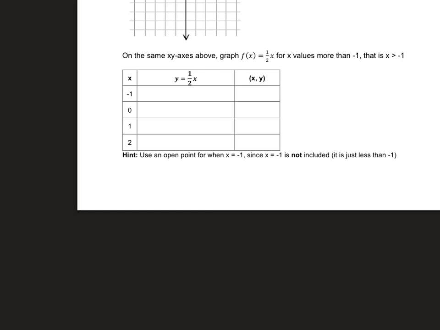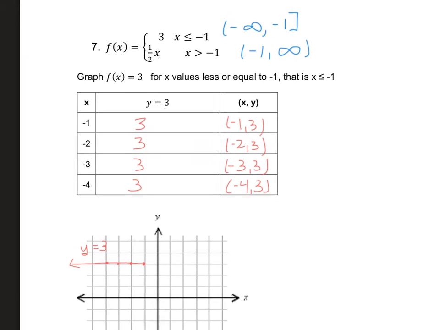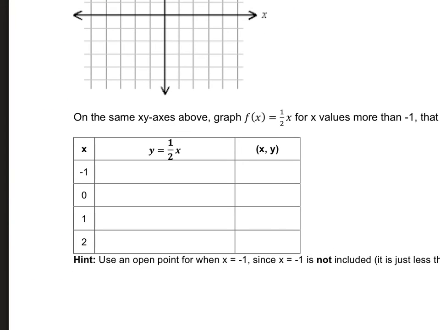Okay, let's move on to the next piece, which is y equals 1/2 x, and so that's this piece. Oh, I forgot to circle the 3 in red. Okay, so we're going to plug in values of x that are more than negative 1. We're going to plug in negative 1, but remember that that is going to be an open point. So plug in a negative 1, so we have 1/2 times negative 1 is negative 1/2. So that gives us the point (-1, -1/2).